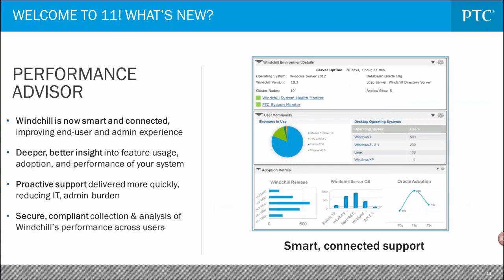Starting with Windchill 11, customers will send usage information, like license usage reporting, back to PTC. With subsequent updates in 2016, the Windchill Performance Advisor will expand its capabilities to include Windchill tuning recommendations, database and SQL tuning recommendations, feature usage, and adoption reports. Now, let's take a look at all of these capabilities in a demonstration.